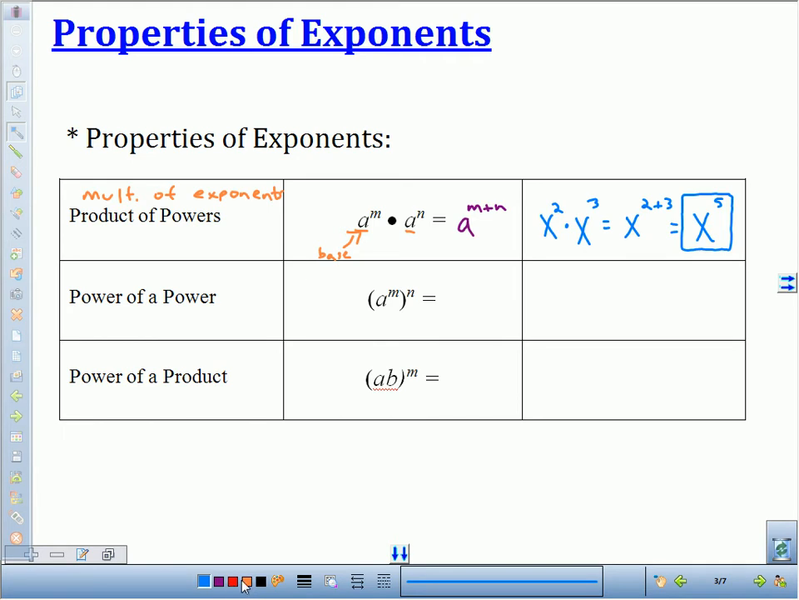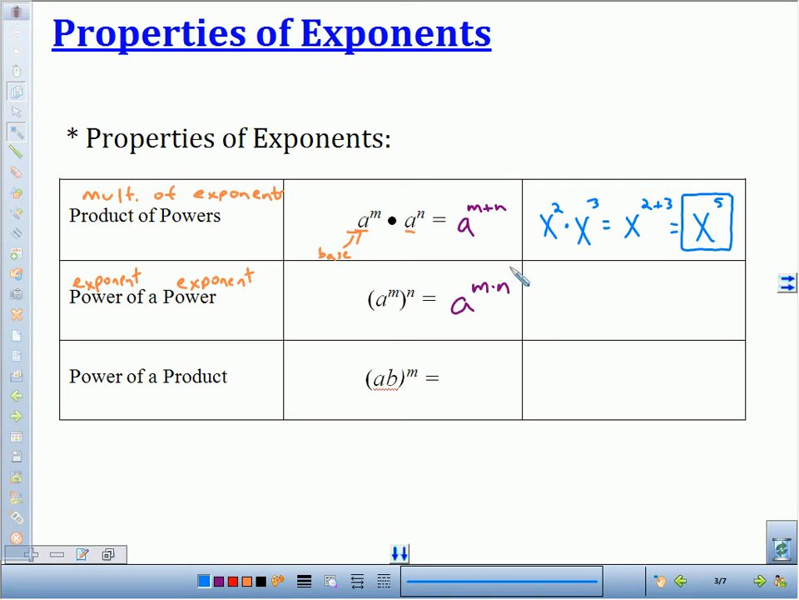Now, in the next example here, the power of a power. Power, of course, is exponent. And we're taking the exponent of an exponent. That means we're going to raise something that already has an exponent to another power. When we do that, I have, in this case, a to the m to the nth power becomes a to the m times n. So I multiply m and n. So raising to an exponent resulted in multiplying the exponents.